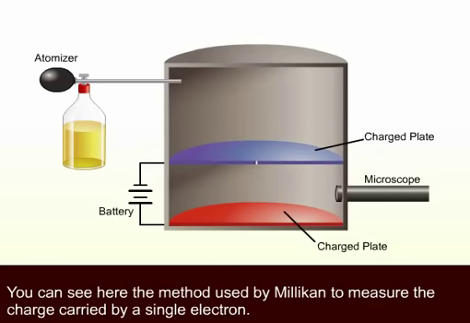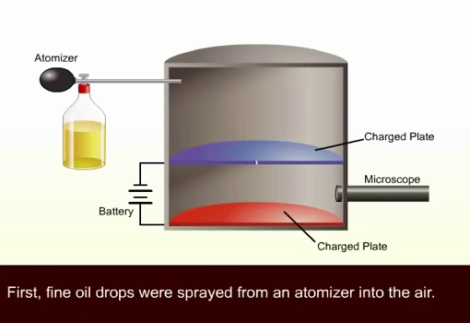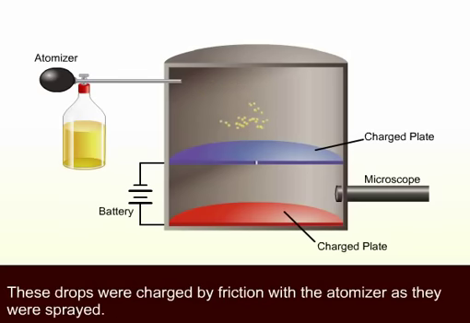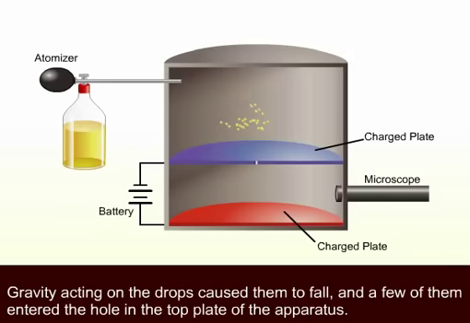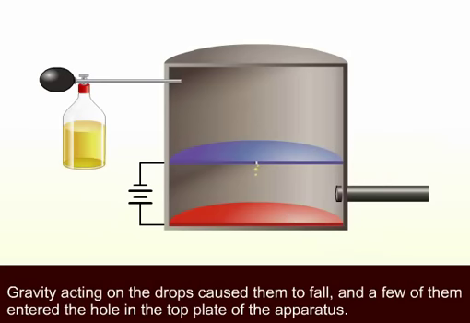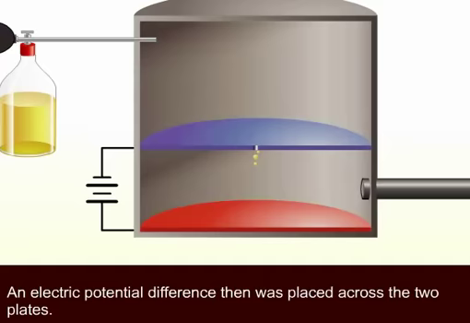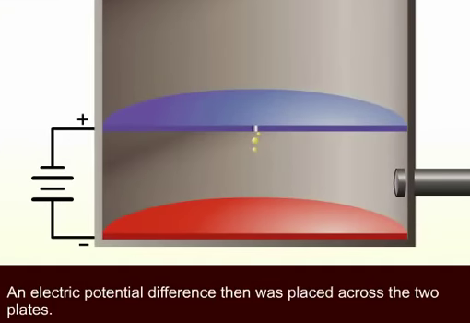electron. First, fine oil drops were sprayed from an atomizer into the air. These drops were charged by friction with the atomizer as they were sprayed. Gravity acting on the drops caused them to fall, and a few of them entered the hole in the top plate of the apparatus. An electric potential difference then was placed across the two plates.